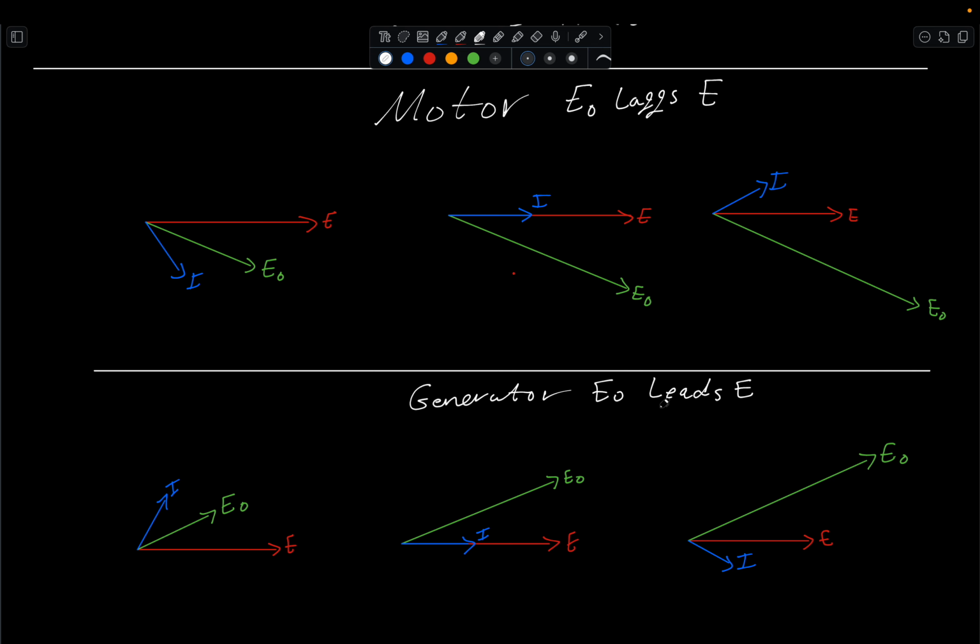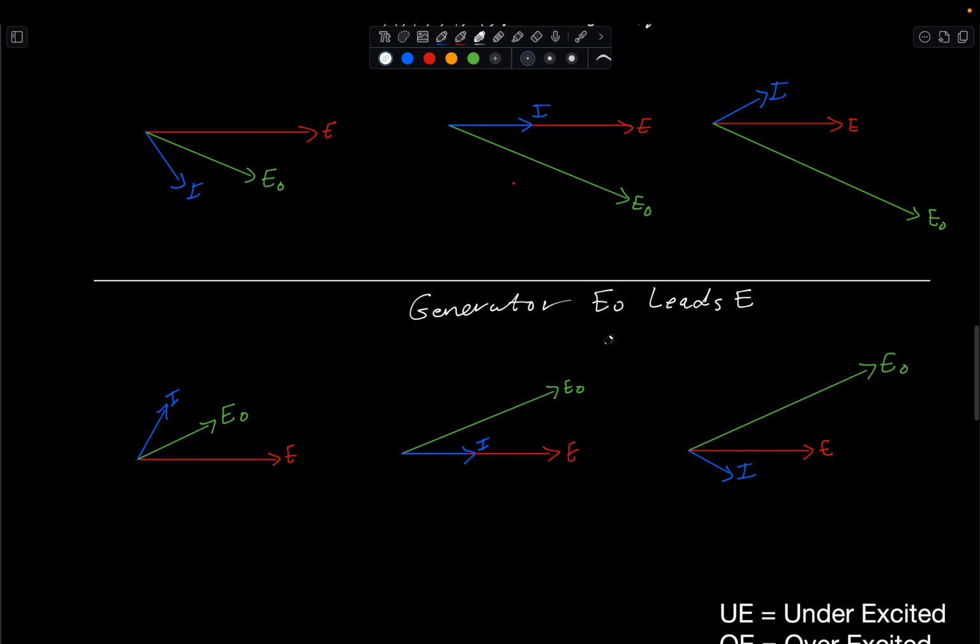For a generator, your EO leads the terminal voltage. So there you go. If you look at it from the negative-positive coordinates, EO, the internal voltage, is leading the terminal voltage, and the same concept here.